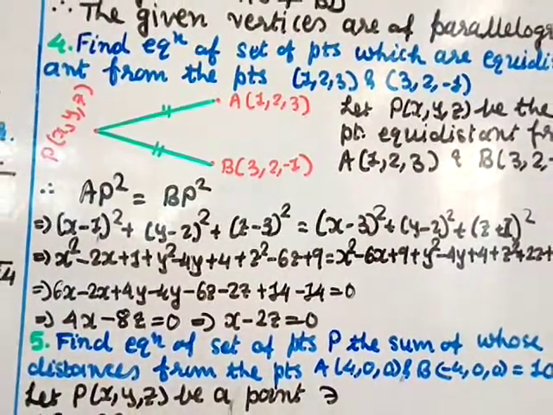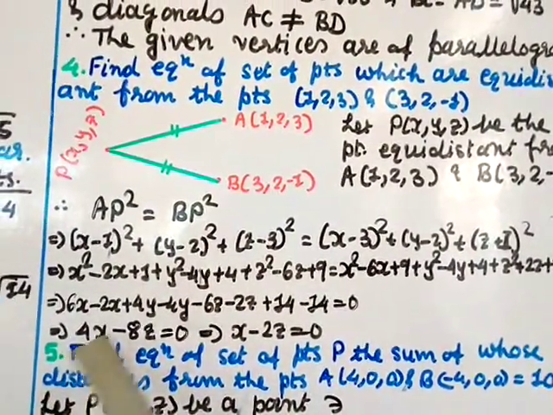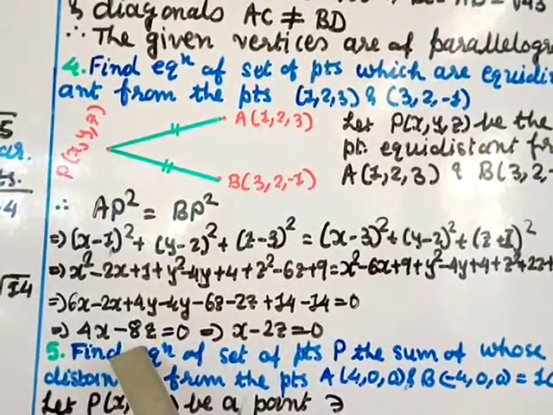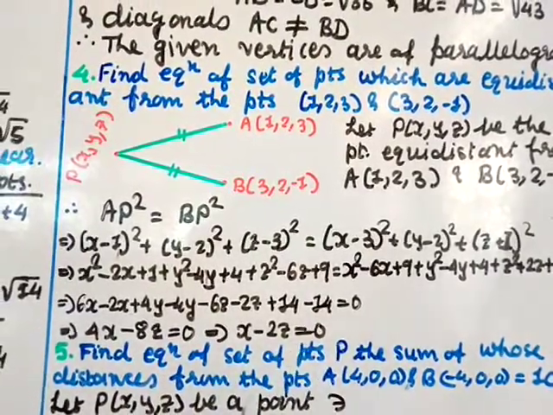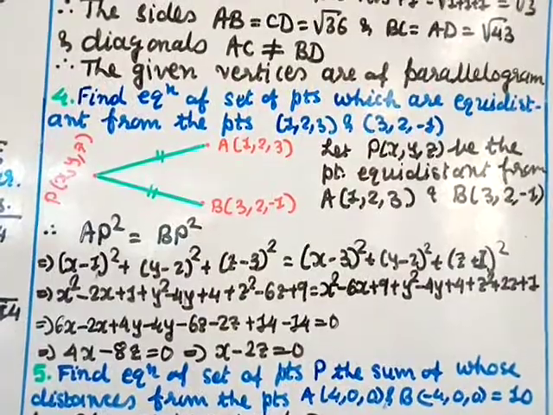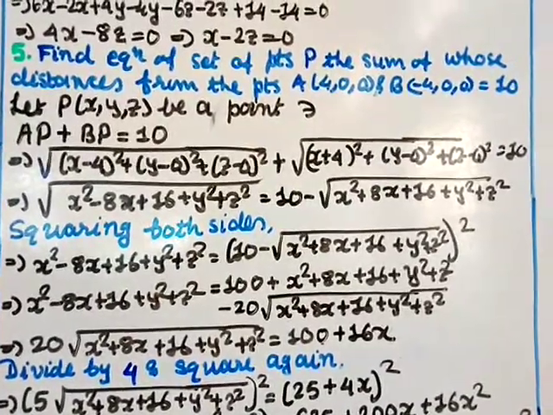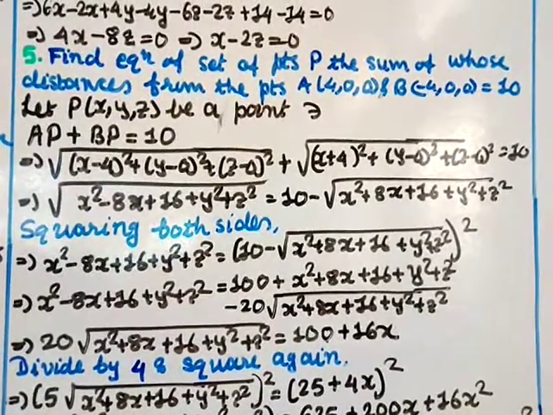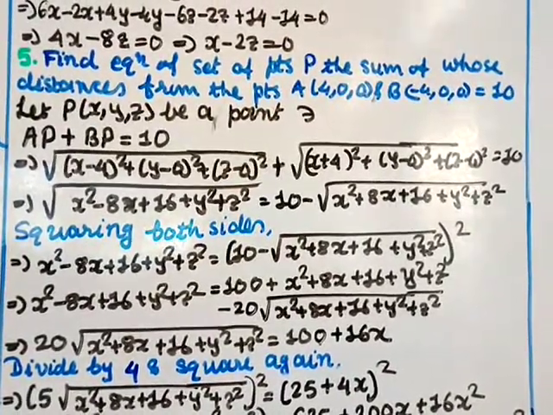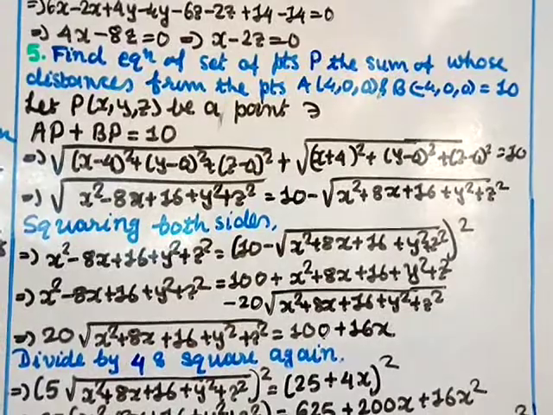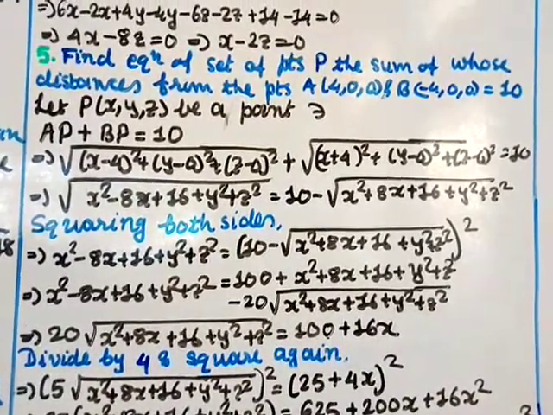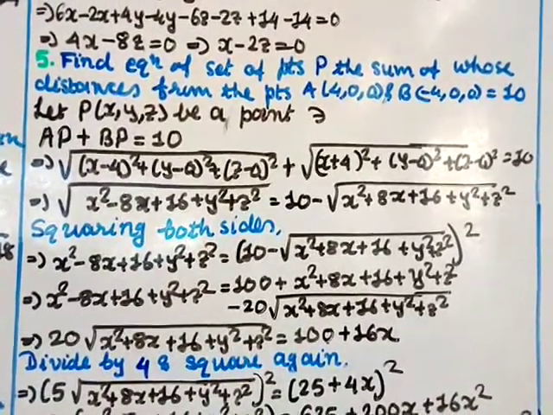Both the terms can be divided by 4. So if you divide by 4, here remains x, and here remains minus 2z, equal to 0. So that is the required equation with the given condition. Question number 5. Find the equation of the set of points P, the sum of whose distances from the points A(4, 0, 0) and B(minus 4, 0, 0) is equal to 10.